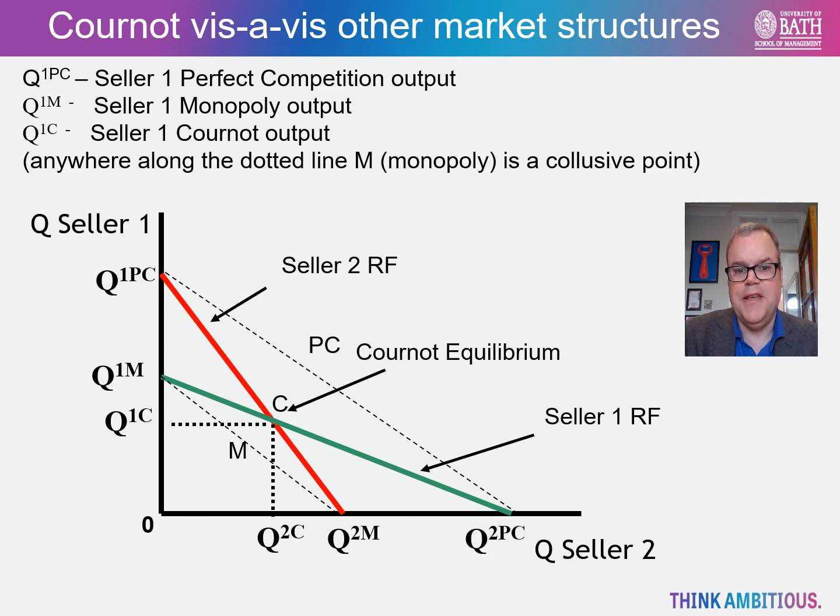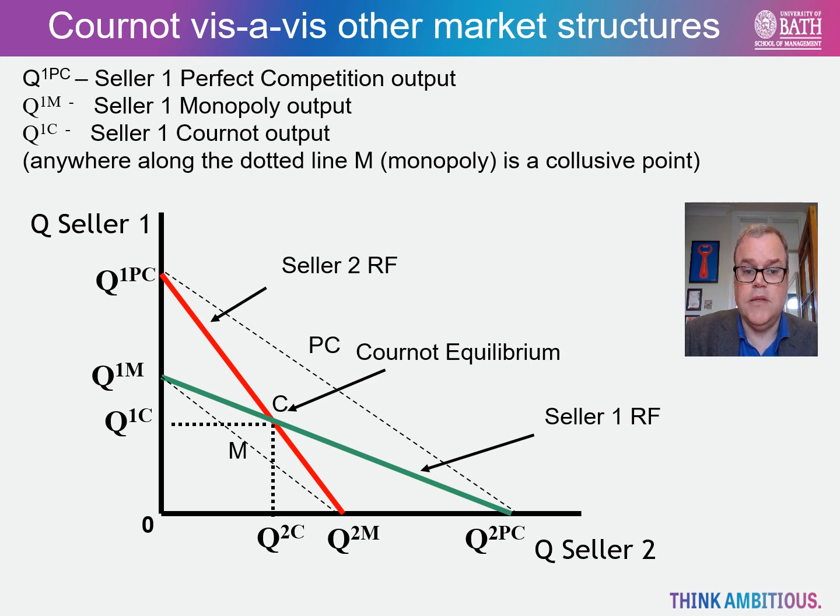This final slide compares the market outcomes under Cournot oligopoly with perfect competition and monopoly. Under Cournot, each firm earns positive economic supernormal profit. However, the combined profits of these firms is less than the monopoly profits of the market, if the market was occupied by a single firm. This is because output will be higher and prices lower under Cournot.